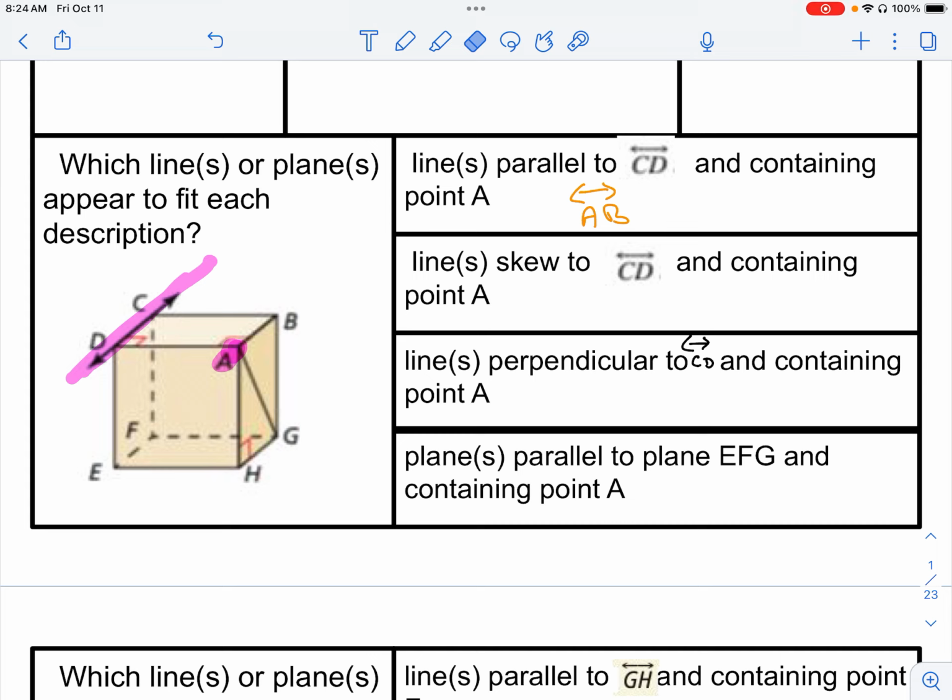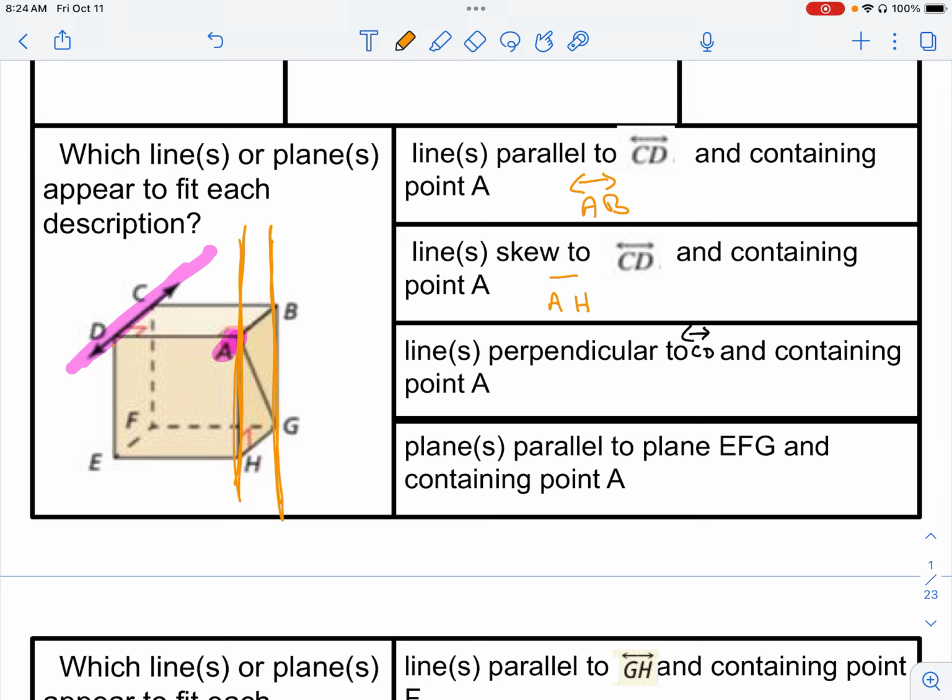Next one, lines skew to CD and contains point A. Well, what does skew mean? Skew means that they're going to crisscross but never touch. So DE touches, CF touches, even though they're not coplanar. BG is skew, and AH also skew, but it's the only one that contains point A. So that's the one that satisfies our condition.